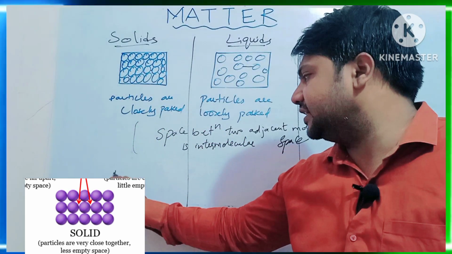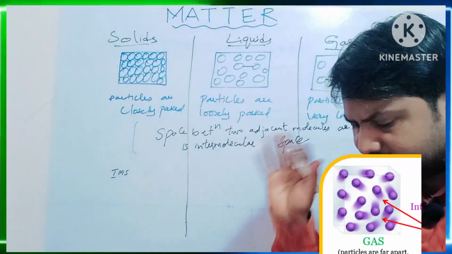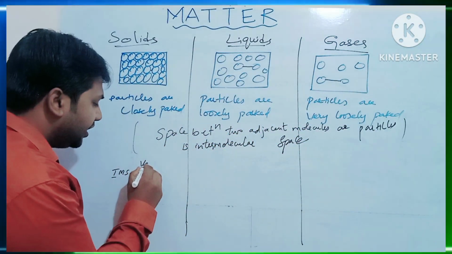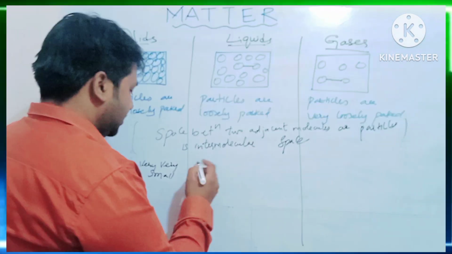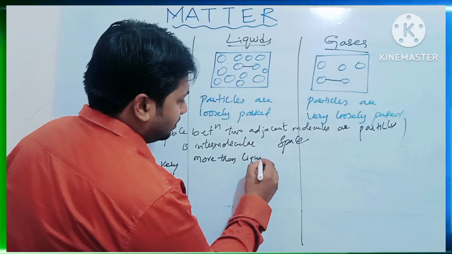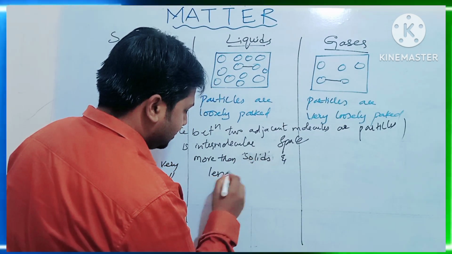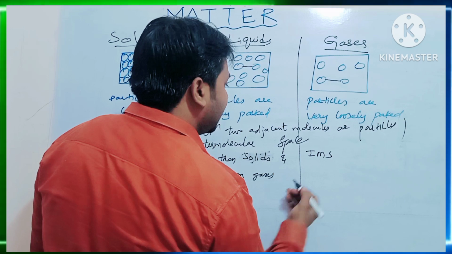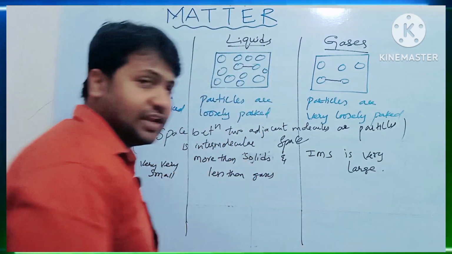In solids, the intermolecular space is very small, almost negligible. In liquids it is more than solids and less than gases. In gases, the intermolecular space is very large.